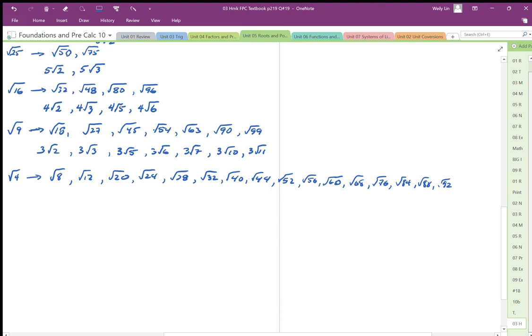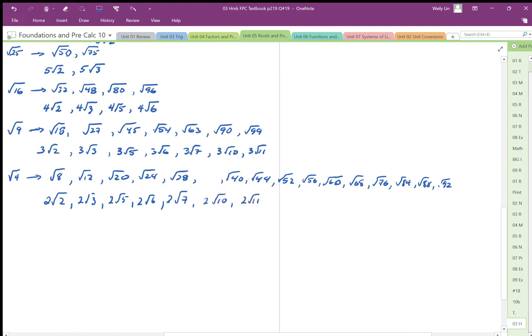So 4 times 2, so we end up with, the 4 comes outside, we're left with 2. This is 4 times 3, so we end up with 2 root 3. 4 times 5, so 2 root 5. 2 root 6. 2 root 7. I think we actually had 32 in there because that's 4 root 2, so we don't need to keep that one again. So this becomes 2 root 10.